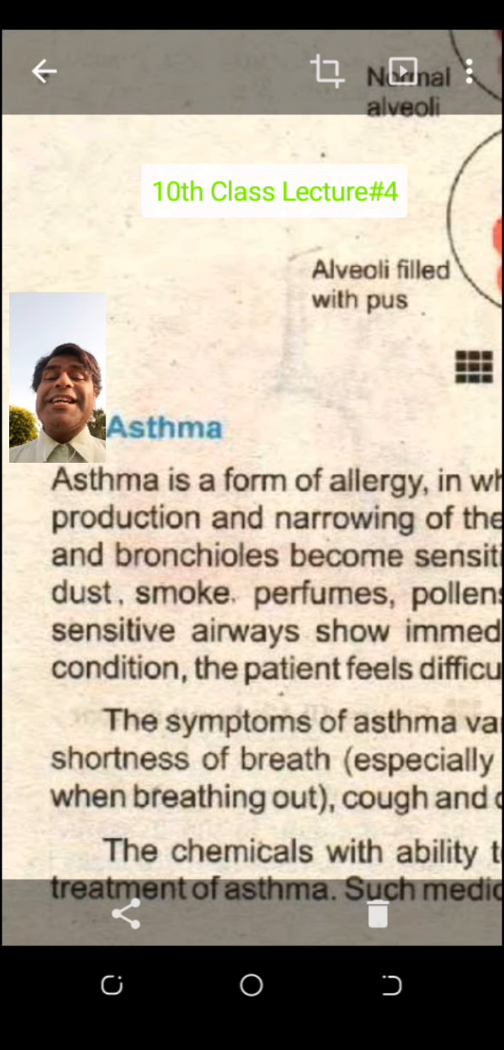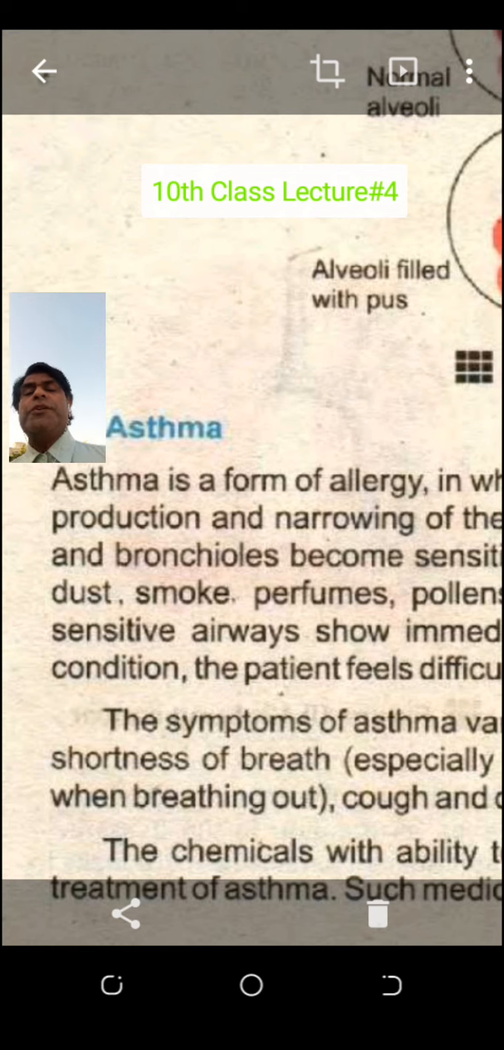You should understand the difference between diseases caused by bacterial infection and those caused by any other reason. Asthma is not an infection, so don't use antibiotics in case of asthma if you are a doctor. Reason? Because that is not an infection. That is an allergy. Allergy means any pollen grain, any chemical, or pollution. There are many chemicals, I can't mention them all.